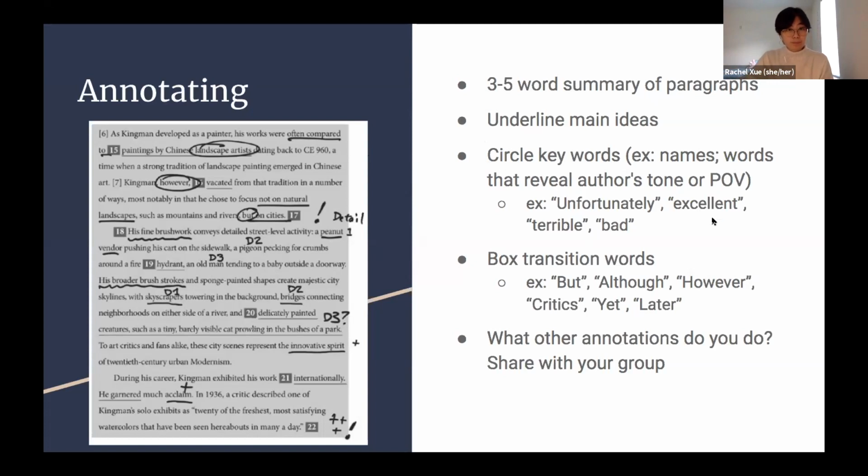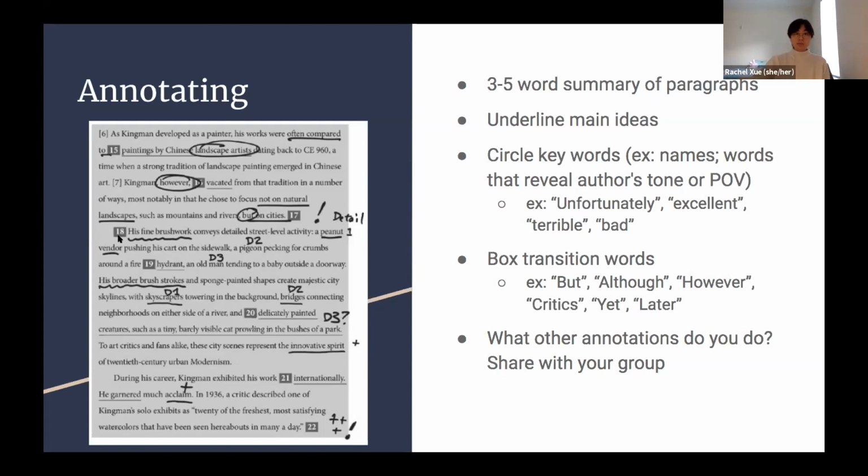I also wanted to ask, does anybody want to share any other annotations that they do when they read passages? If not, that's okay. You can also share within your groups when we break out.